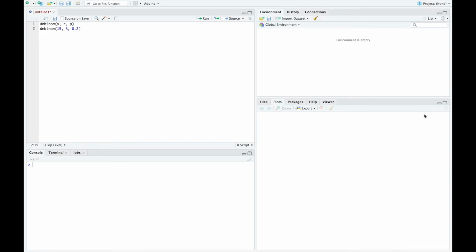We can then run this command, and we get a probability of 0.0382806.